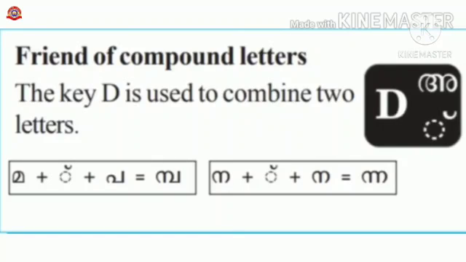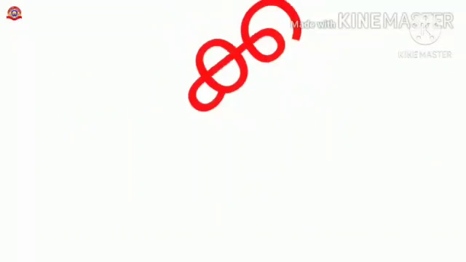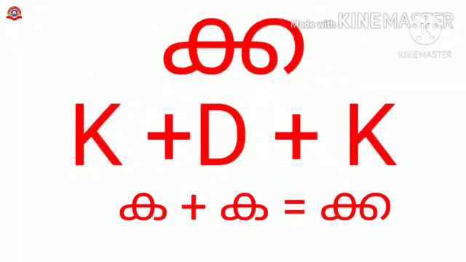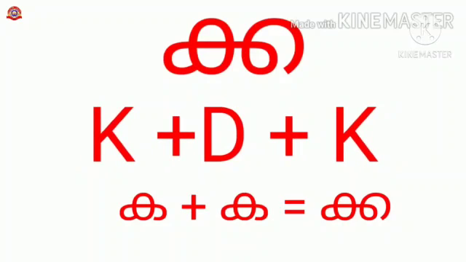Look here. First I type Ka. Ka plus Ka is equal to Ikka. So first type K. Then type which letter? D. Again K. We got Ikka.